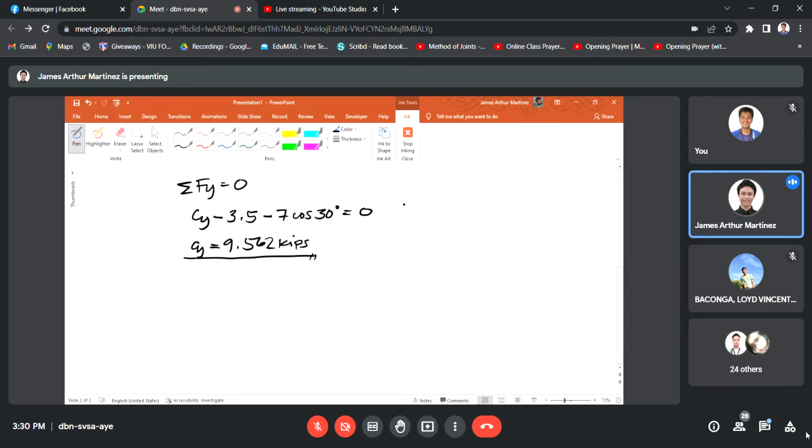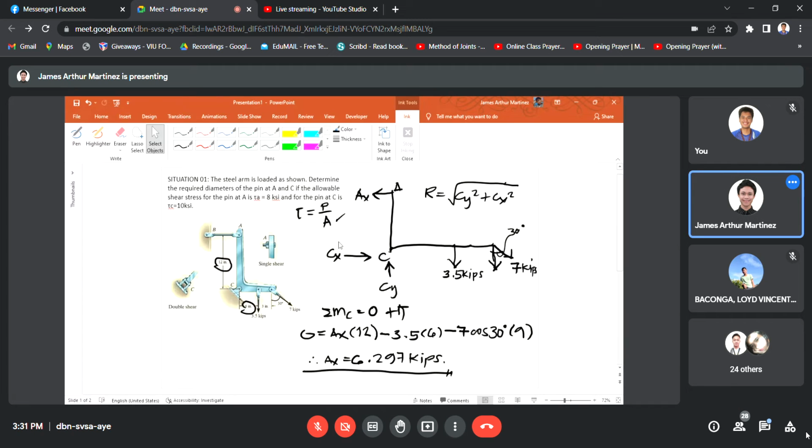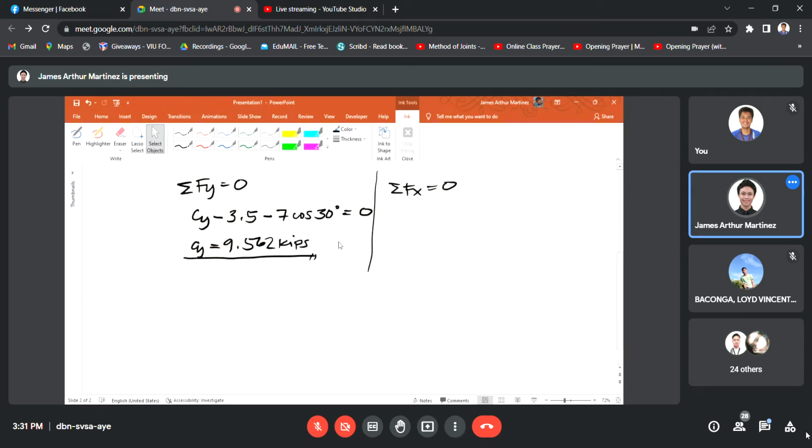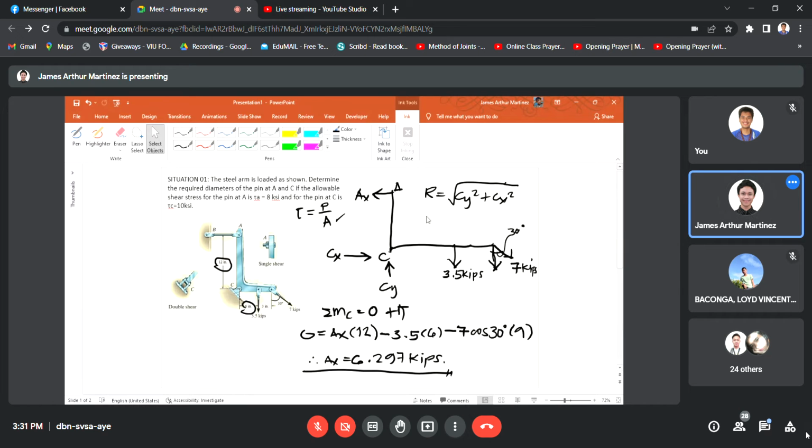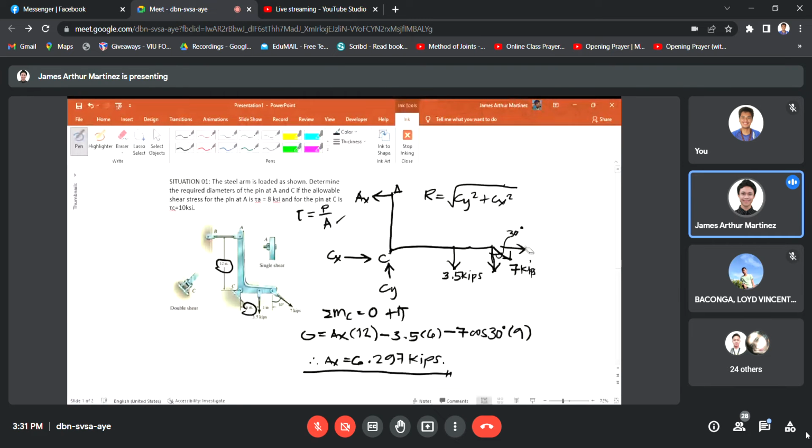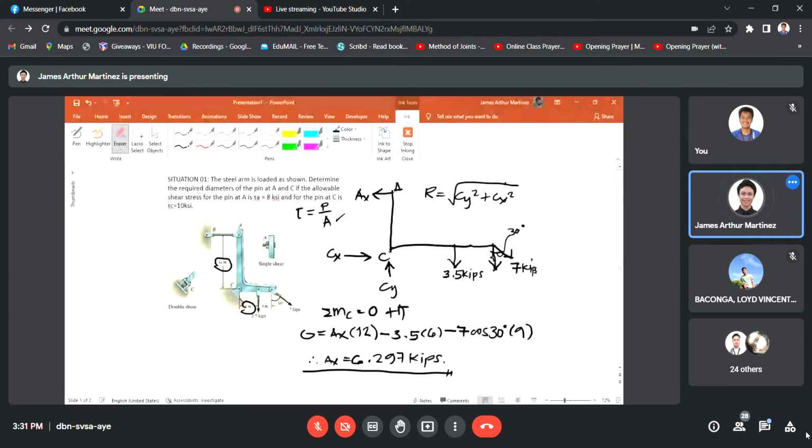So how about for Cx, or the x component of the reaction at C? So, summation of forces on the x component, you have here Cx itself, which is to the right side, conventionally positive, minus Ax going to the left, plus also the x component of 7 kips. Here we include the x component of the 7 kips since we are analyzing forces in the X component. We don't need to consider moment.